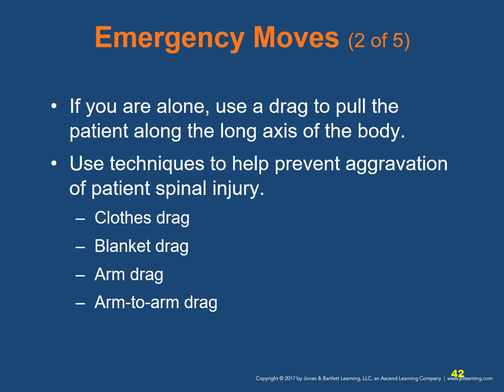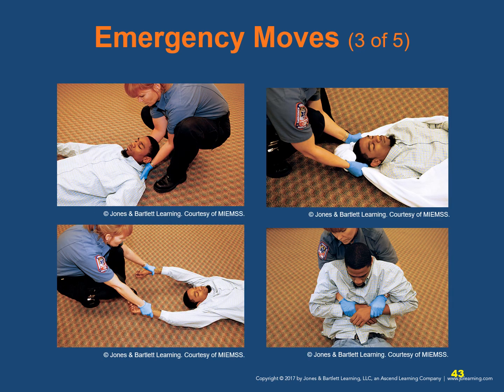An arm drag is where you rotate the patient's arms so they're extended straight on the ground, beyond his or her head, grasp their wrists, and drag the patient. The arm-to-arm drag is where you place your arms under the patient's shoulder and through the armpits, and while grasping your opposite wrist, drag the patient backwards. These are examples of the pulls I just discussed.